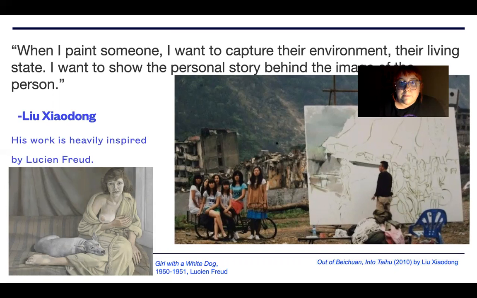I had no idea this even happened. I didn't even know an earthquake over there existed. So the awareness that he brings in his pieces is something that I very much admire.